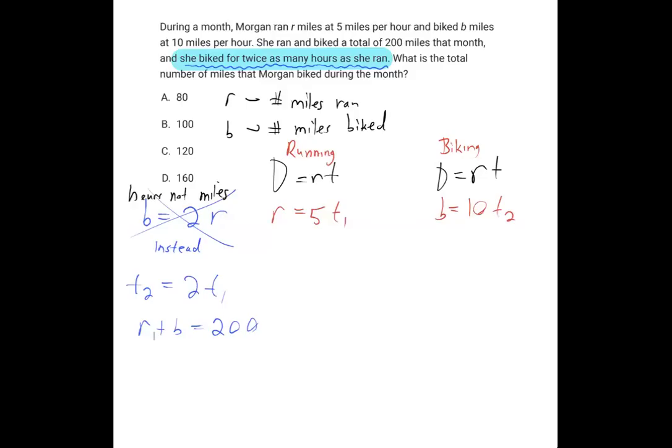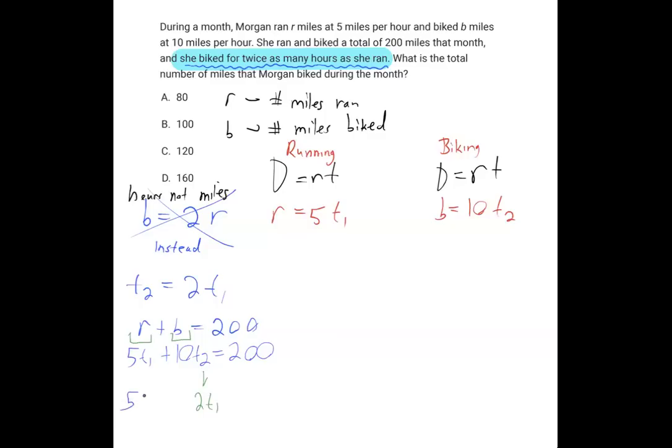So let's kind of take our time with this. If R plus B is 200, R is 5T1, B is 10T2, and put together that's 200. And now we have two equations that we can solve out. If T2 is equal to 2 times T1, I'm just putting a little note so when we look at this later, we know what happened. But T2 can be replaced with 2 T1.